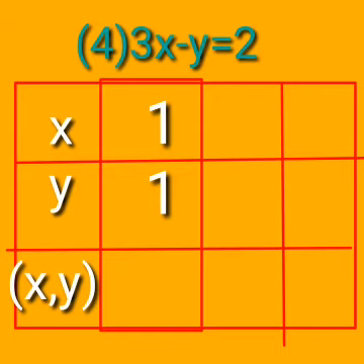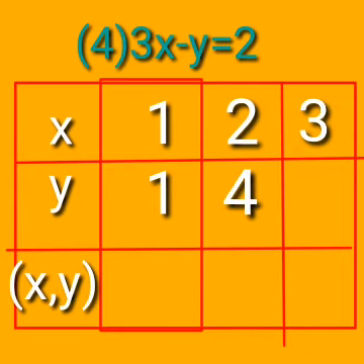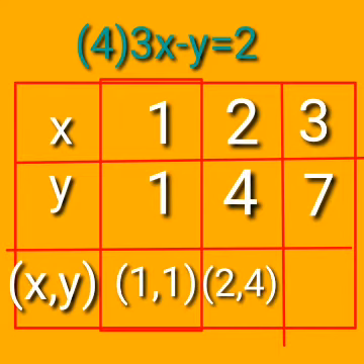Because one coefficient is minus, we can increase both the values of x and y. 1 plus y coefficient 1 is equal to 2. 2 plus 1 is equal to 3. 1 plus x coefficient 3 is equal to 4. 4 plus 3 is equal to 7. Now complete the table: 1, 1, 2, 4, 3, 7.